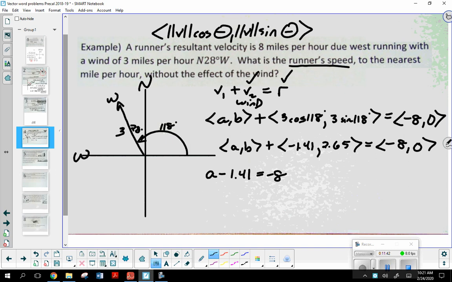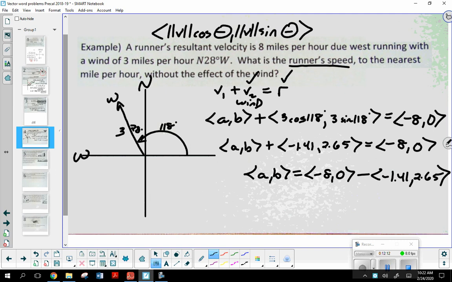But I am noticing that a lot of my students are just using the component forms themselves. Like they're taking this whole vector and just subtracting it over. Would you guys like me to do that or stick with the original? Just subtract it over? Okay, let's do that. So I'm going to say that a comma b is equal to the resultant, negative 8, 0, minus, because we're subtracting it, it's plus over here, the negative 1.41, 2.65 component form for the wind.